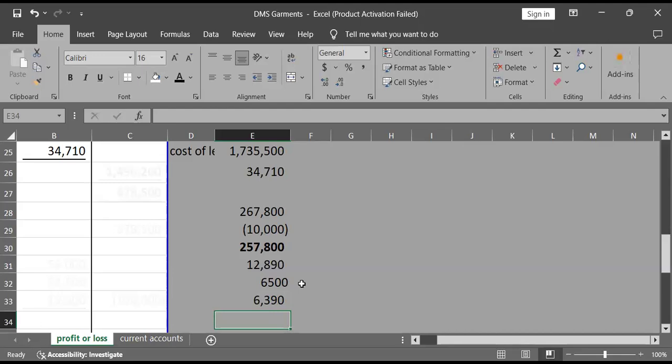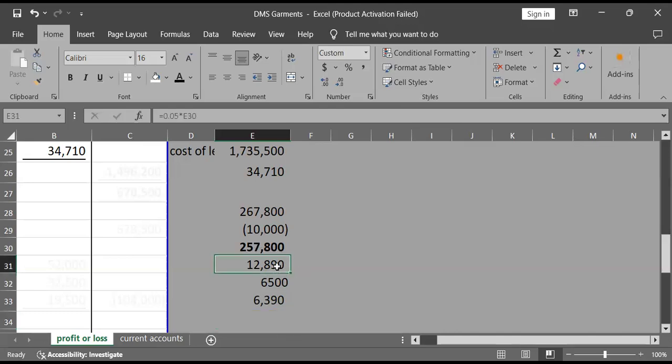We were anticipating that at least we shall make losses of only 6,500, but now it has increased all the way by 6.3. It has increased all the way to 12.8. So we need to increase our expenses by the increase.